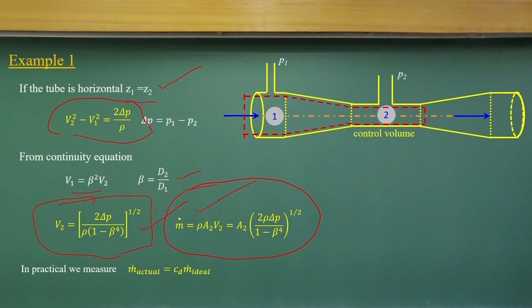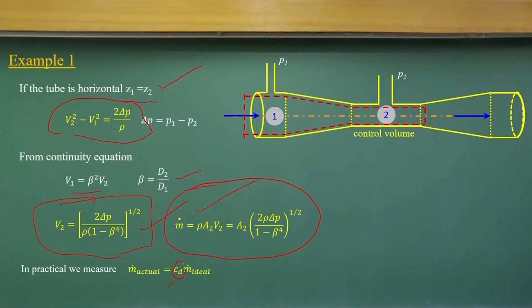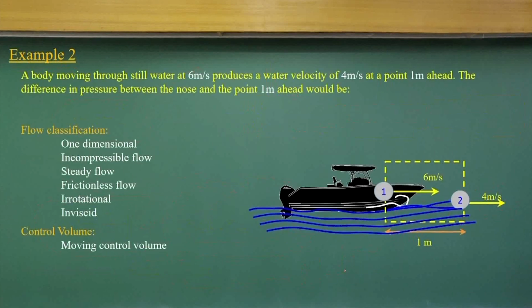But please remember, as we have not considered energy losses, we need to incorporate a CD value, which is the coefficient of discharge, into these computations to find out what the actual value will be. This is the m dot theoretical value, and this CD value comes from experimental study.